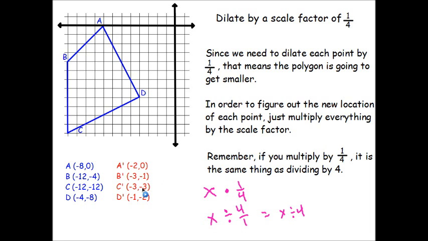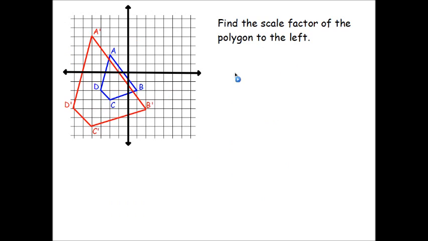Okay, and then that's how my shape would look. Okay, so our blue shape got smaller, right there. Right, now we can also find the scale factor of the polygons when we have this. So blue in this case is my original, and red is my new shape.